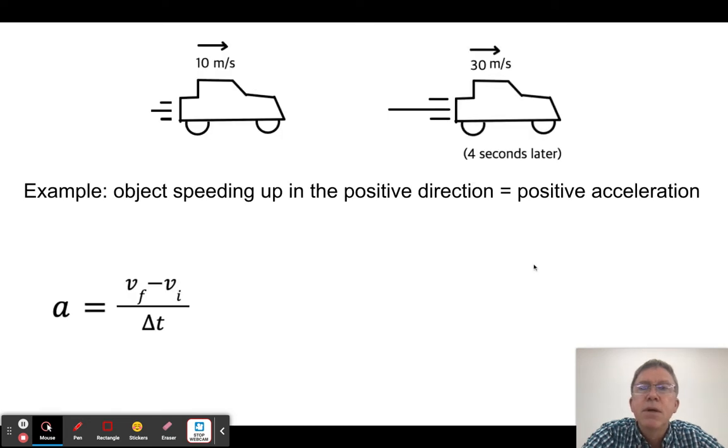All right, let's look at a couple examples. So here I have a car. By the way, this is how I draw cars. Get used to it. You're going to see a lot of these.